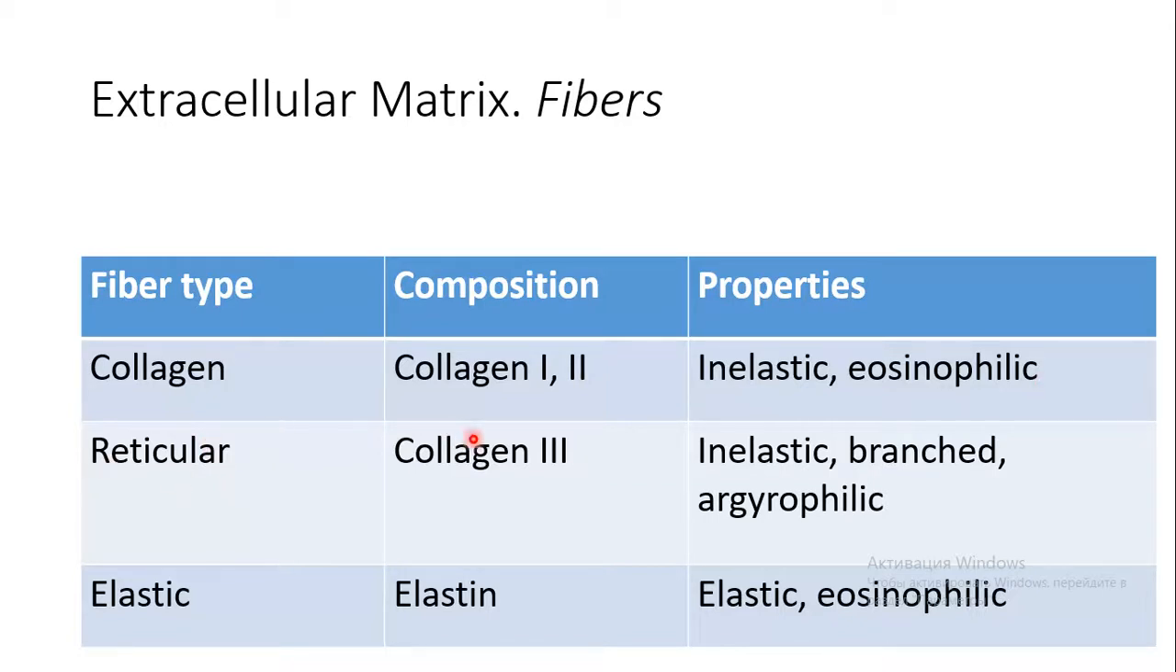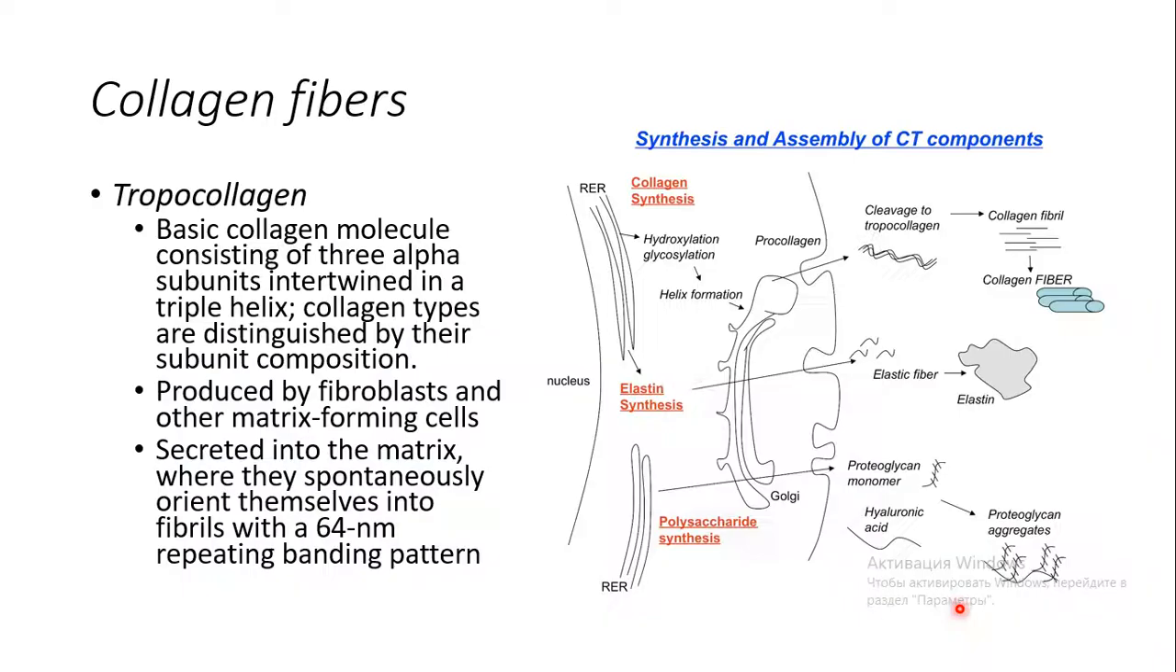Reticular fibers, the collagen type 3, they are also inelastic, but they are branched unlike the collagen type 1, and they are argyrophilic. Argyrophilic means that they are able to be colored by silver stains. And elastic fibers, they possess some specific appearance, which I will show to you right now, and they are also eosinophilic like collagen.